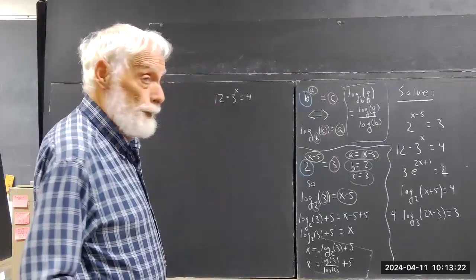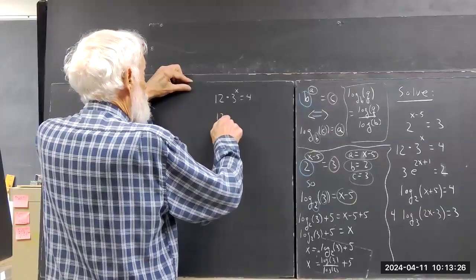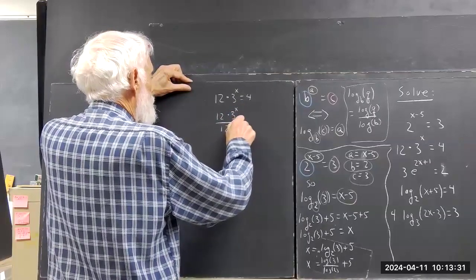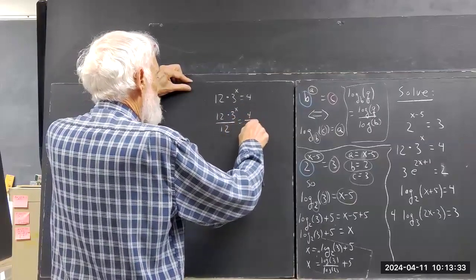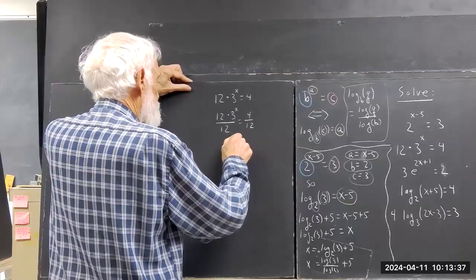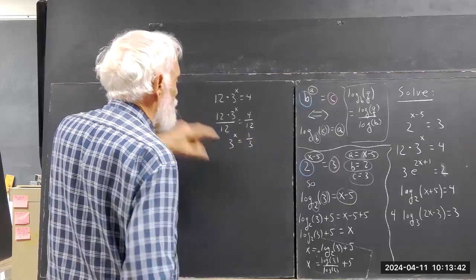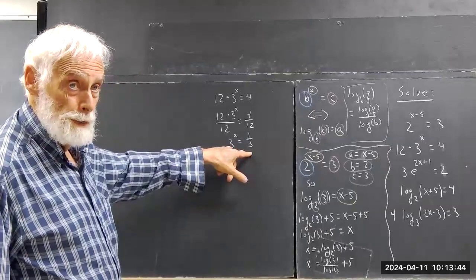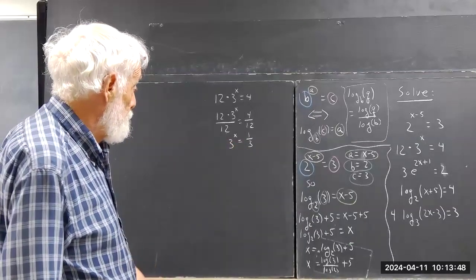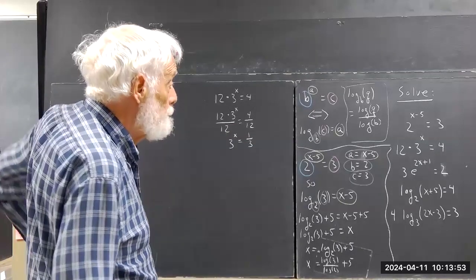We don't want that 12 there. Well, we divide both sides by 12. We get 12 times 3 to the x divided by 12 equals 4 divided by 12. So 12 into 12 is 1, so we just get 3 to the x. And 4 divided by 12 is 1/3. We don't want a decimal equivalent here because it's an approximation. Now, 3 to the x equals 1/3. Good.